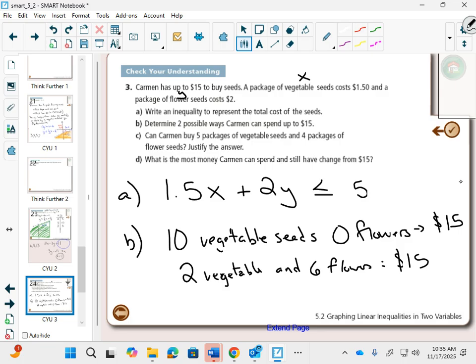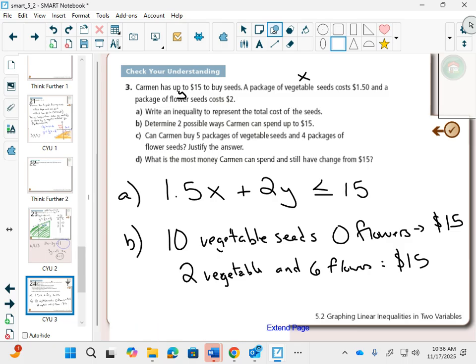Does she have to spend all her money? Right? Maybe Carmen is given $15 by her mom. Mom says, go buy vegetable seeds and flower seeds. And she comes back with only 1 package of each and keeps the change. And lies to her mother that they were very expensive this year. This is all we could get. That would be another possibility. All right. Well, we just had to find 2 possible ways you can spend up to 15.